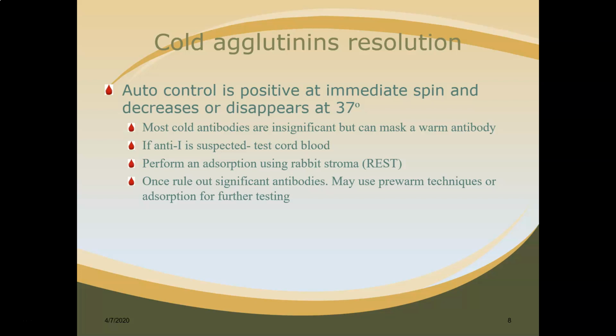If we suspect that anti-I is present, we're going to test a cord blood cell. So big people have big I, little people have little i. So if the patient has an anti-big I, the cord blood cell will be negative, and that will just tell us that the specificity is big I.